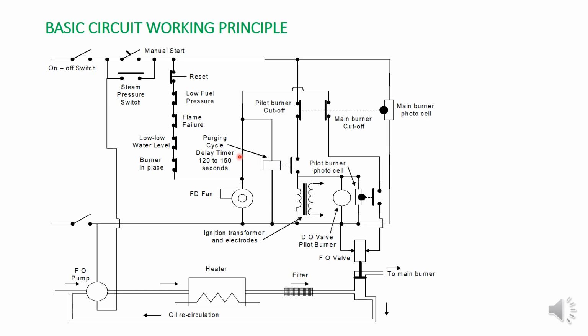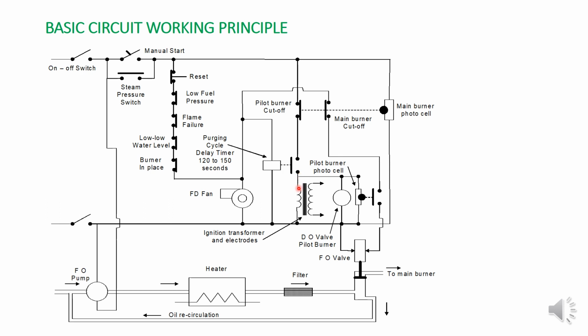You see here, purging cycle delay timer, up to 120 to 150 seconds. After the 2 minute pre-purging happens and all the gases inside the boiler escape, then this timer is activated and closes this contact. Once this contact gets closed, you know that the power is already coming from here, from here, to here. Once this is closed, the pre-purging cycle is already finished.